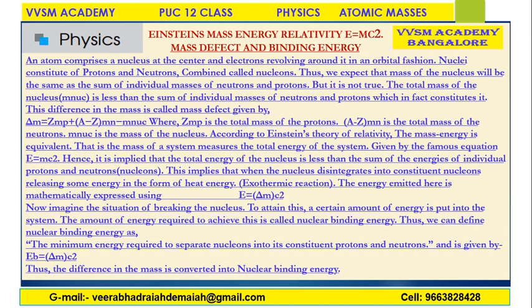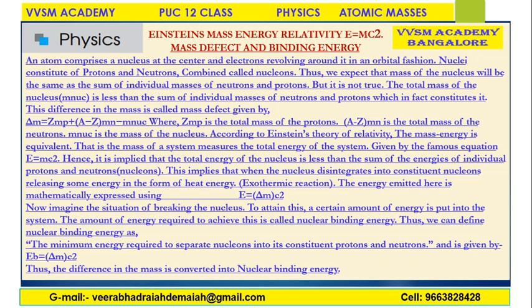Well, an atom comprises a nucleus at the center with electrons revolving around it in orbital fashion. Nuclei constitute protons and neutrons, combined called nucleons. Thus, we expect that the mass of the nucleus will be the same as the sum of the individual masses of neutrons and protons. But it is not true.